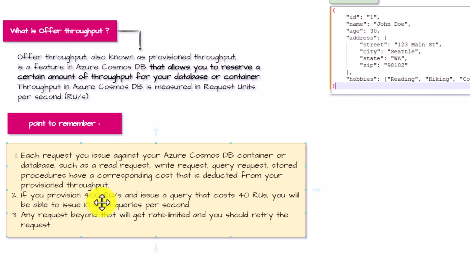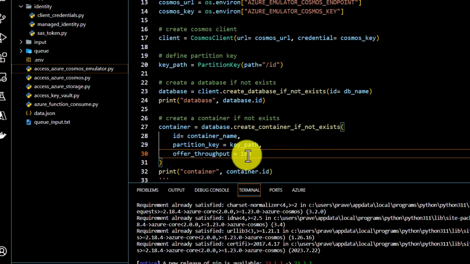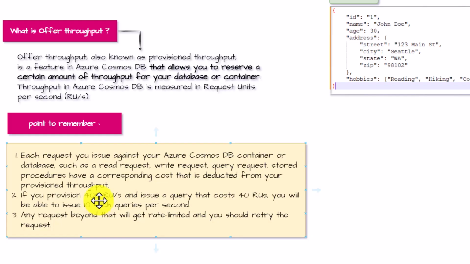So suppose you have provisioned 400 RU per second, and that you can provision by defining it over here. It could be 400, 100, 1000 or 25,000. It depends on you. Suppose you have provisioned 400 RU per second and issue a query. It means in a second you can only make 10 such queries and not beyond that, because after that you won't have enough RU or enough throughput.